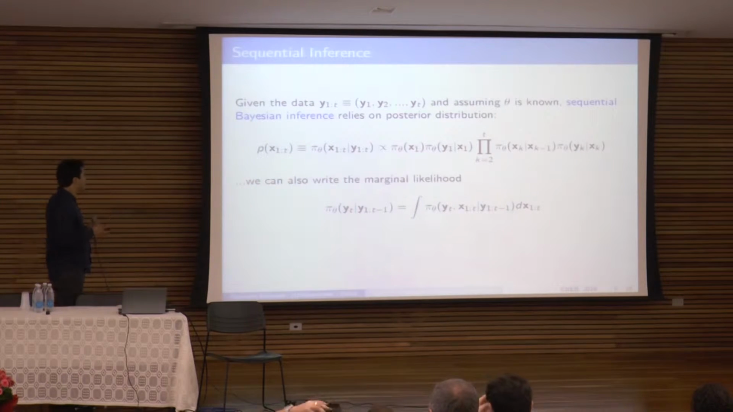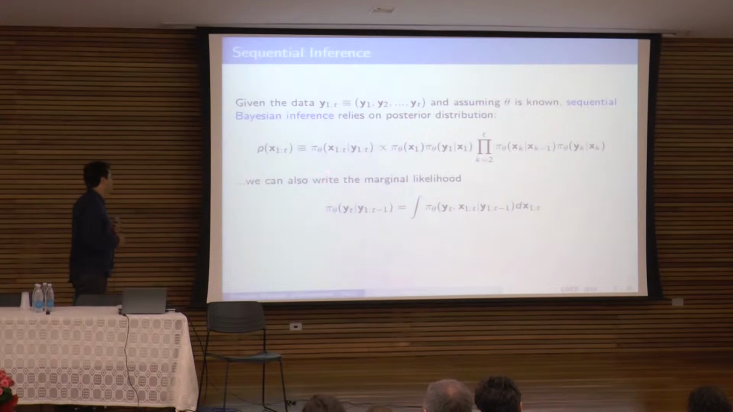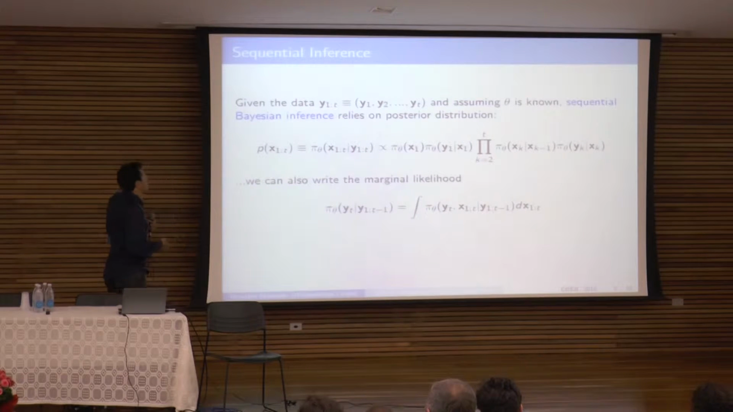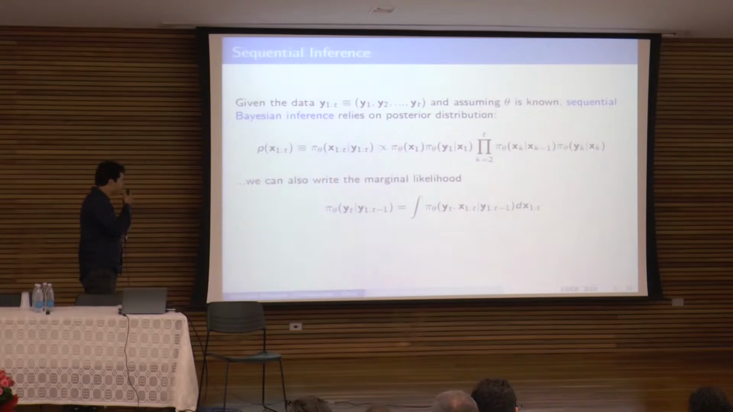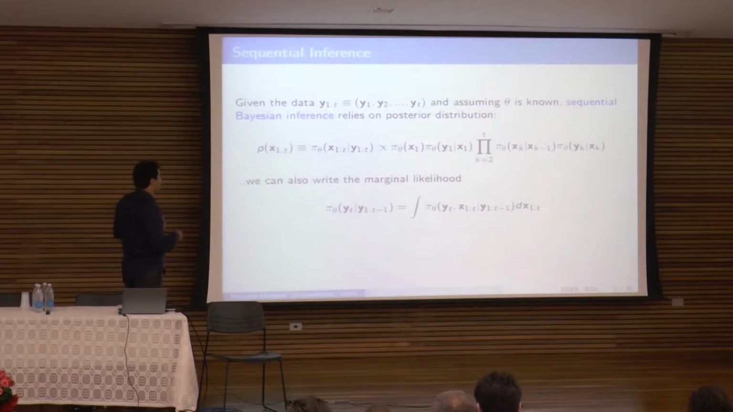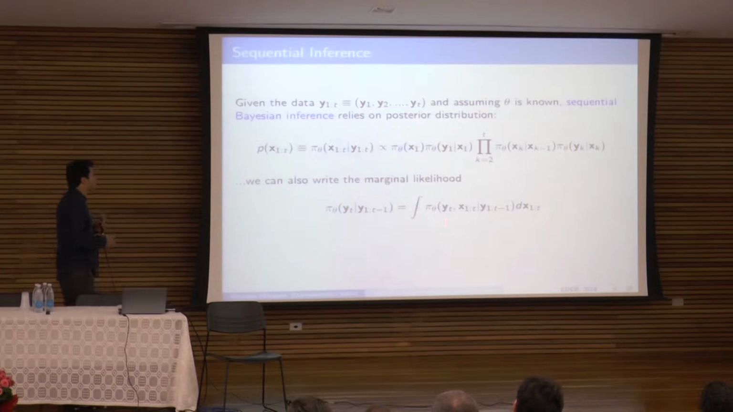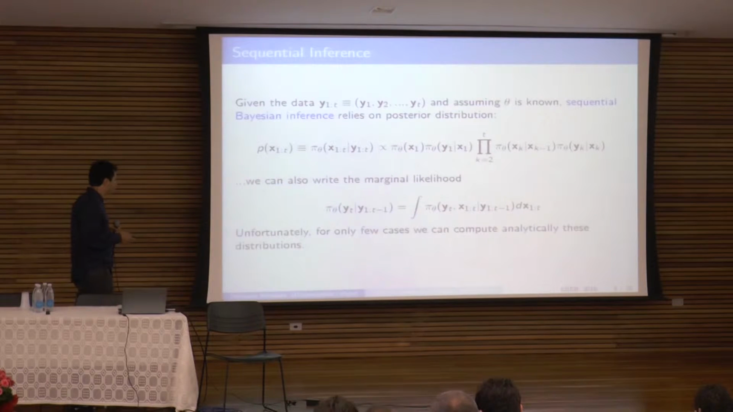And then given the data, in sequential Bayesian inference, you can see the posterior distribution here, pi of x given the data that you have. Then you can split your posterior distribution here. To simplify the notation, you are interested in this pi of x_1 to t. Also, you can write the marginal likelihood in terms of an integration over x_1 to t that you don't know.